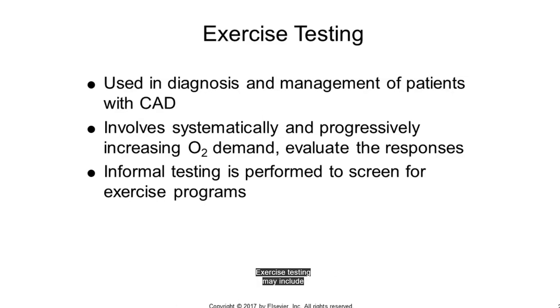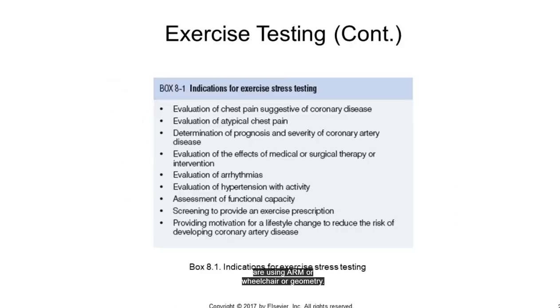Exercise testing may include walking up and down steps, exercising on a stationary bike, or using arm or wheelchair ergometry. Indications for testing may include evaluation of chest pain, atypical chest pain, determination of prognosis and severity of CAD, evaluation of the effects of medical or surgical intervention, evaluation of arrhythmias, hypertension with activity, assessment of functional capacity, or in developing an exercise plan or lifestyle change to reduce the risk of developing CAD.